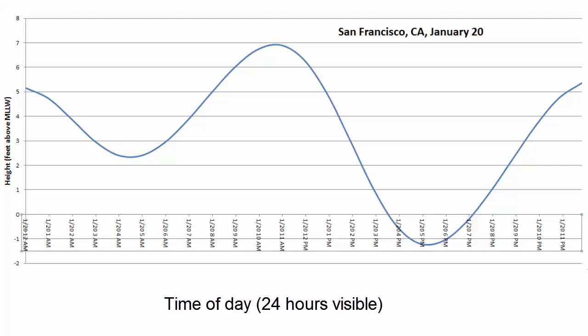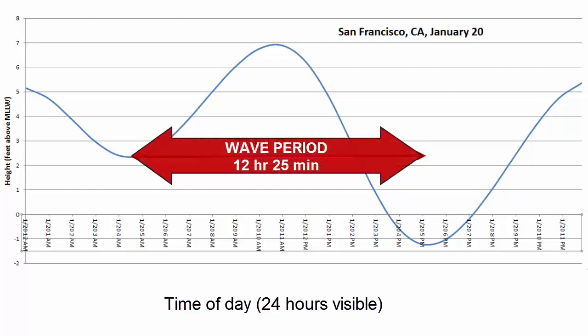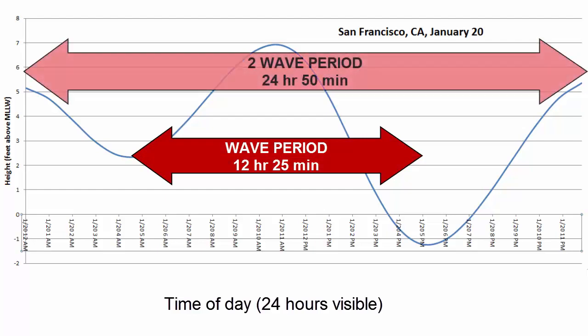Let's continue to apply wave terminology from the waves tutorial to the particulars of a tidal wave. Remember that the period of a wave is the time it takes for one complete wavelength to move past a point, and wavelength is the distance from crest to crest or trough to trough. So the period of one tidal wave is about 12 hours and 25 minutes. Two complete waves, crest to crest and back to crest again, occur every 24 hours and 50 minutes.